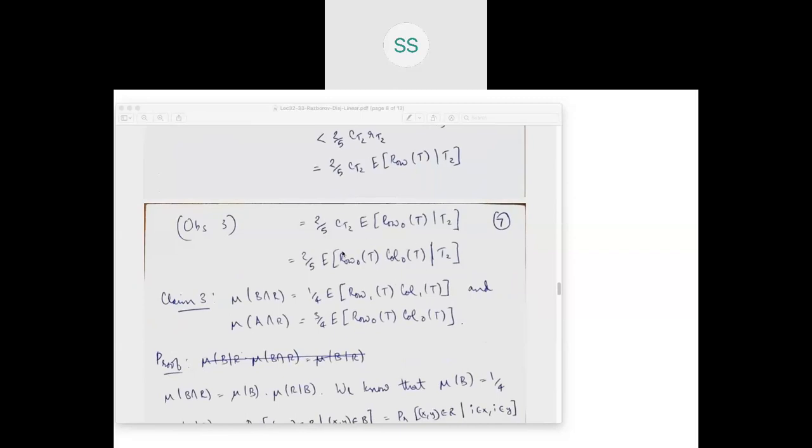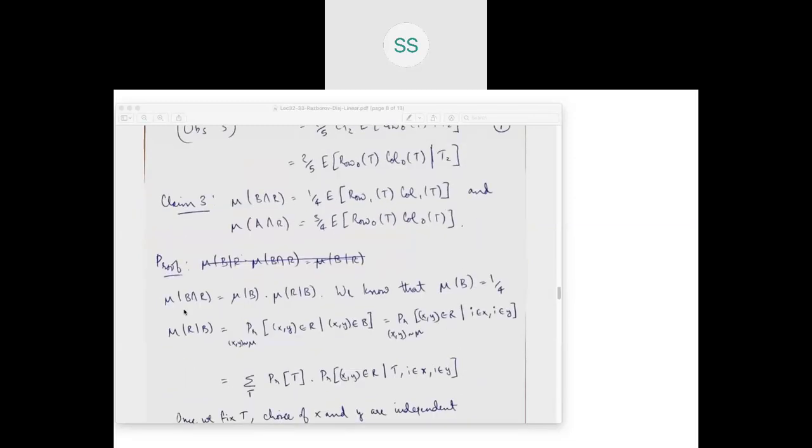But all of our findings are related to this. Now we will translate it to the terms of the lemma, where we had the measure of B intersection R and A intersection R. This translation is given by claim 3. Claim 3 states that mu of B intersection R is 1/4 expectation of rho 1T column 1T and 3/4 expectation of rho 0T column 0T. Let's see.